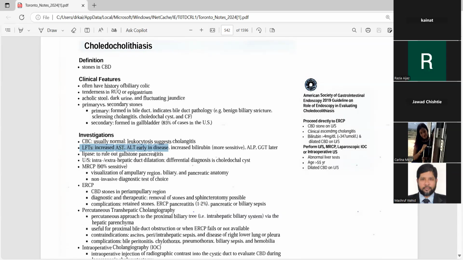So CBC is usually normal. Leukocytosis suggests cholangitis, like an infection going on. LFT is increased, AST, early in disease.